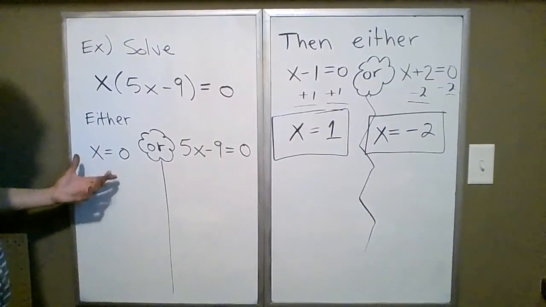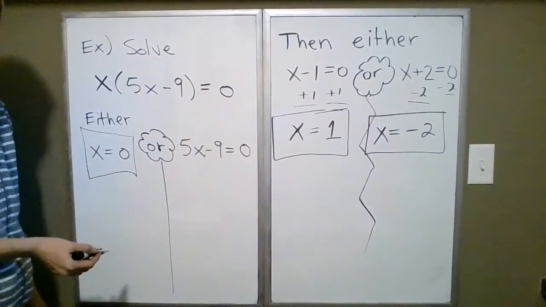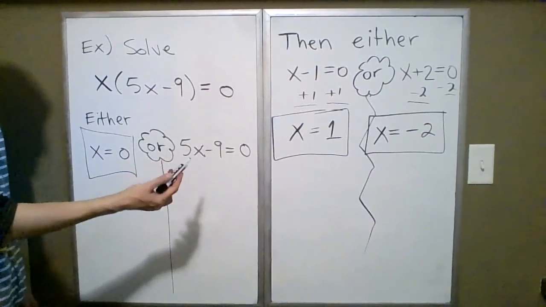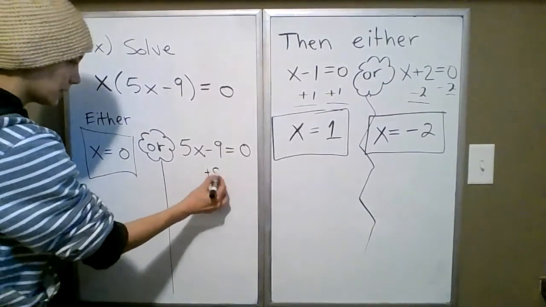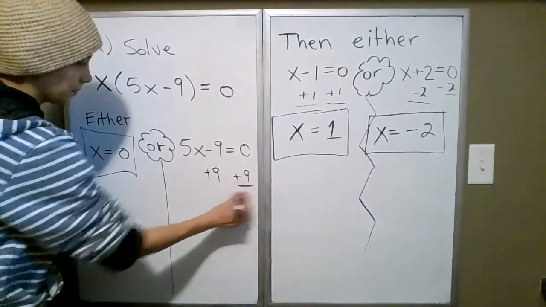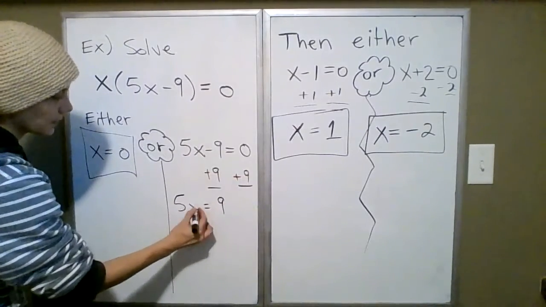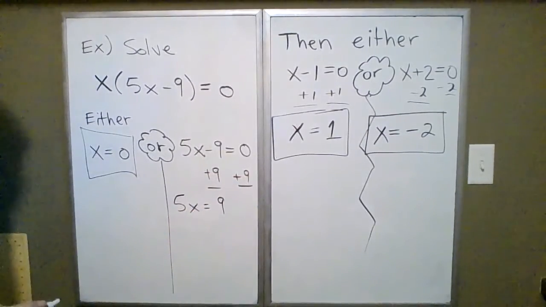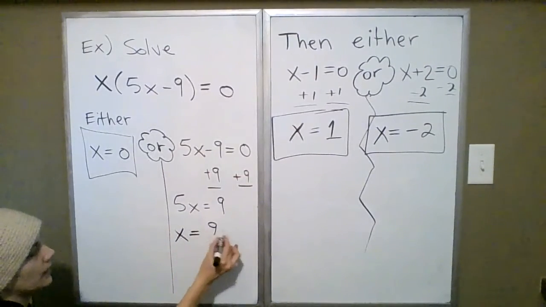On this side, actually, we're done. X equals 0. On this side, I need to add 9 to both sides of the equation. And then 5x is equal to 9. And divide both sides by 5 to get x equal to 9/5.